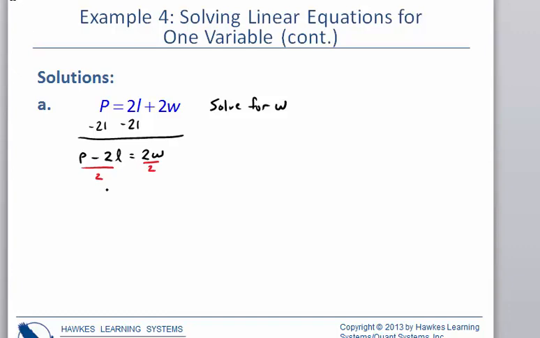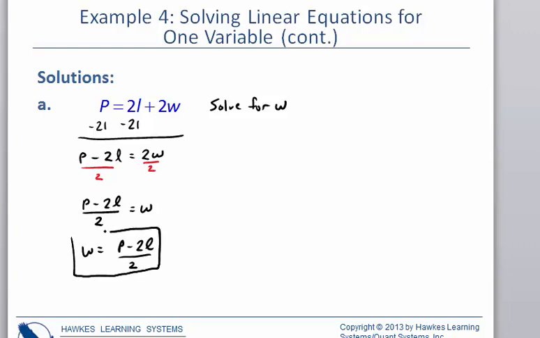And so our expression is going to equal P minus 2 times L over 2 is equal to W. And so usually we turn it around the other way. I'm going to write it W is equal to P minus 2L over 2. And so in doing that, we have solved our perimeter formula for W.